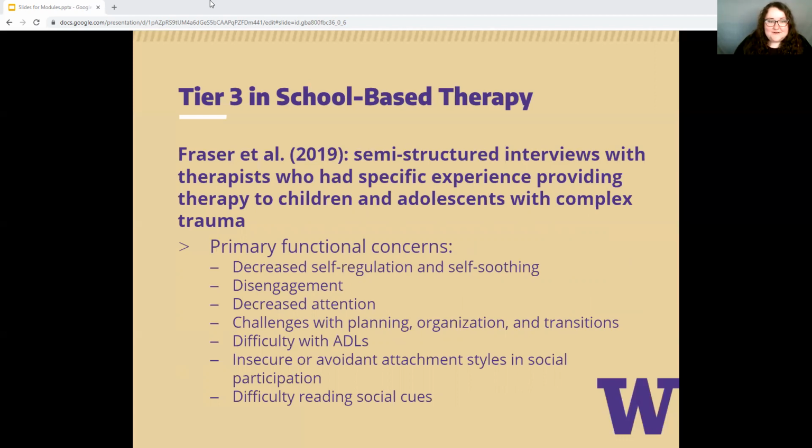These included functional concerns such as decreased self-regulation and self-soothing, disengagement, decreased attention, challenges with planning, organization, and transitions, difficulty with activities of daily living such as bathing, toileting, etc., insecure or avoidant attachment styles in social participation, and difficulty reading social cues. These are all potential intervention targets that school-based therapists can address when delivering Tier 3 services to children with complex trauma histories.